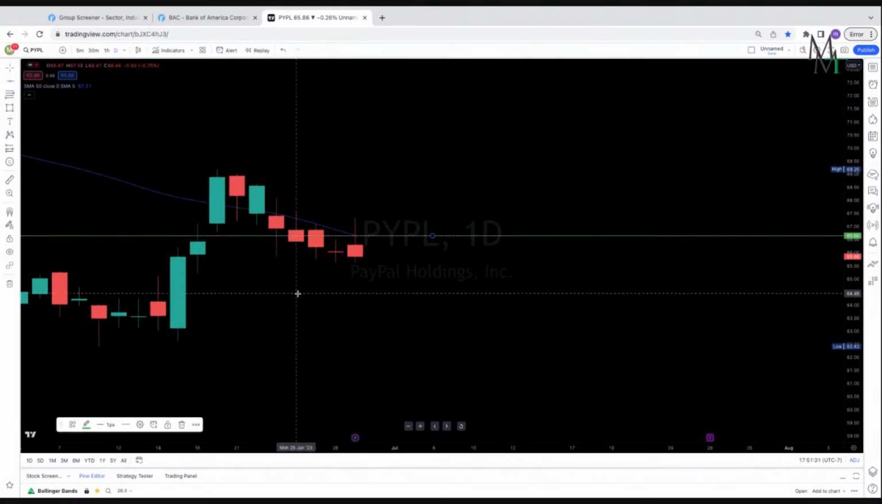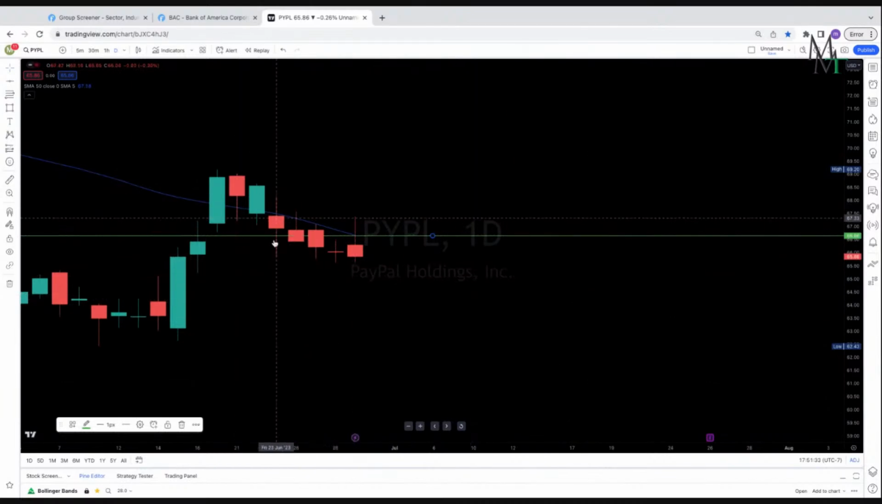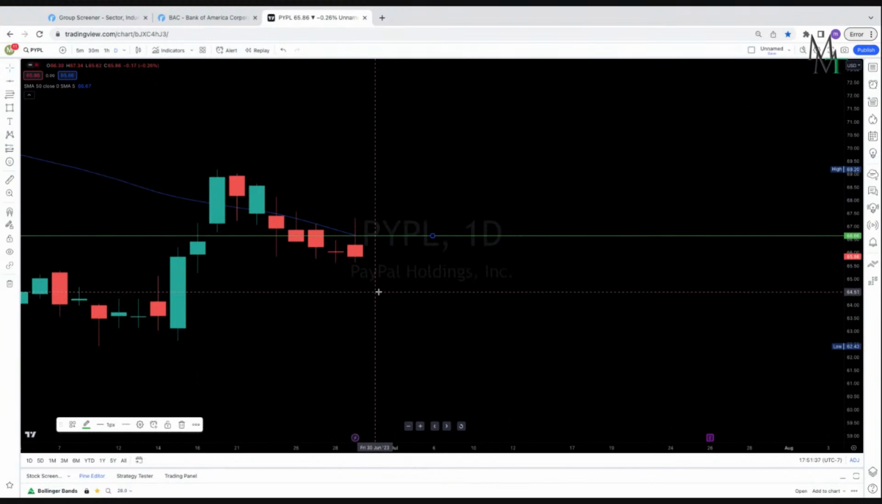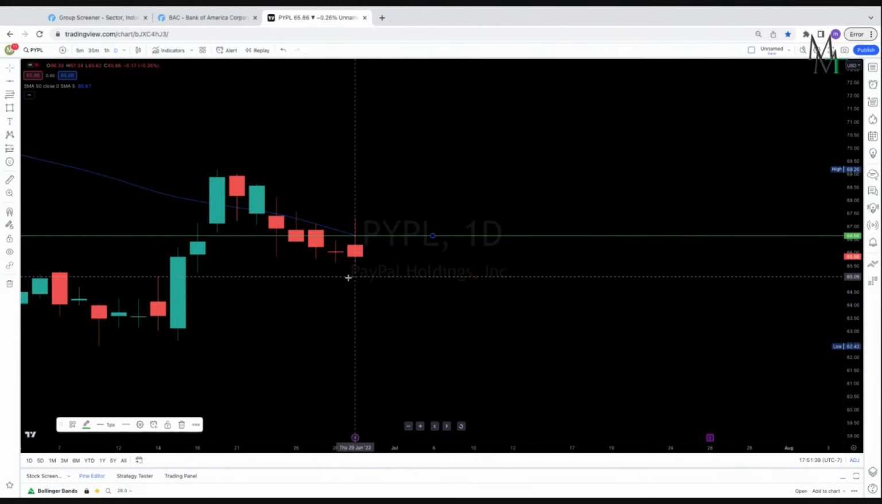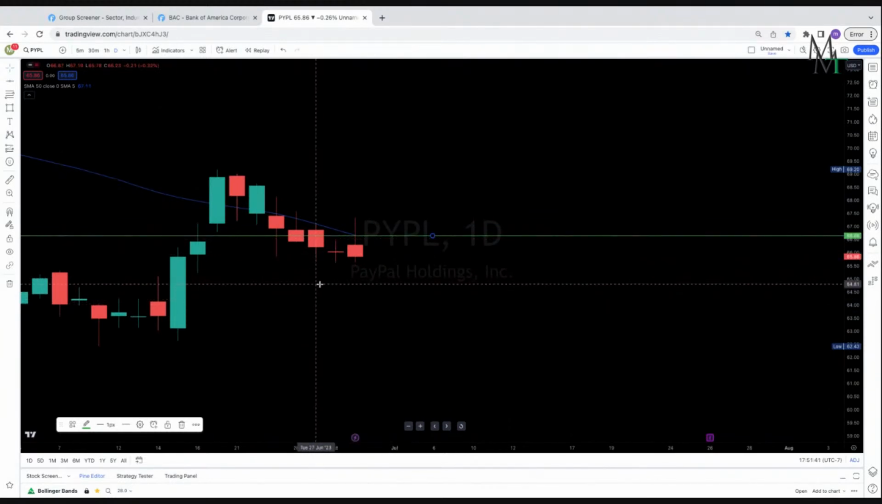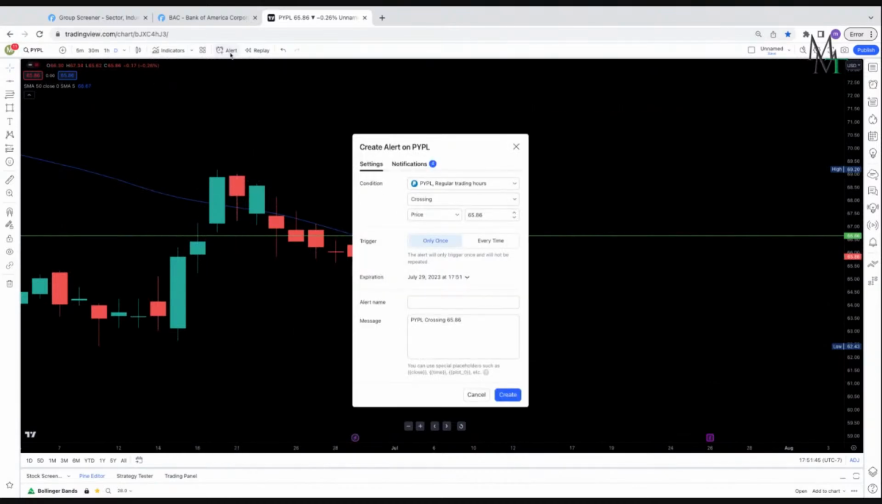So really it's PayPal's part of it, but it didn't. It crossed and then it closed. So here's what you do. I'm not saying don't include that part. Include this as part of your watch list, but what you do here is you go on alerts.